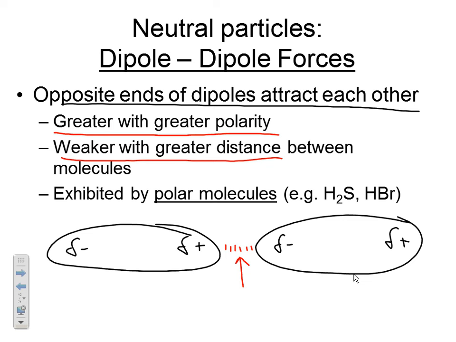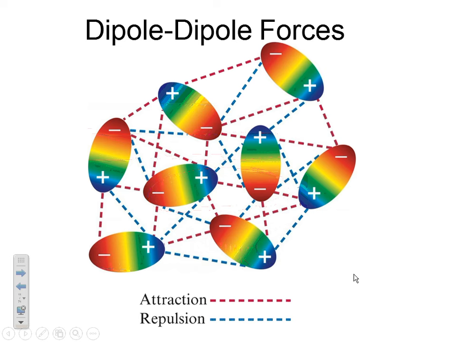We see that if your molecules are larger, they're going to have a weaker dipole-dipole force than molecules that are smaller. And again, this is a type of IMF that is only exhibited by polar molecules. The molecule must have a dipole in order to exhibit dipole-dipole forces. This picture is showing a whole bunch of polar molecules, and you'll notice that we have both attraction and repulsion forces at play here in between the molecules now rather than inside the molecule.